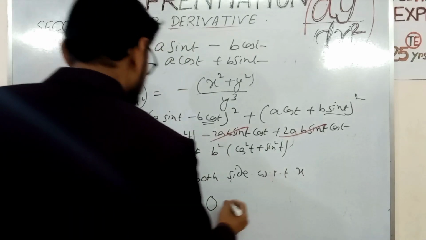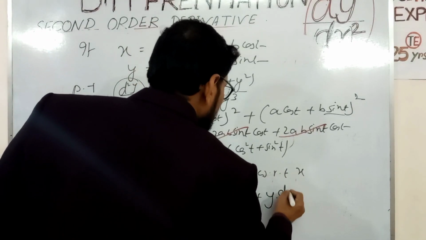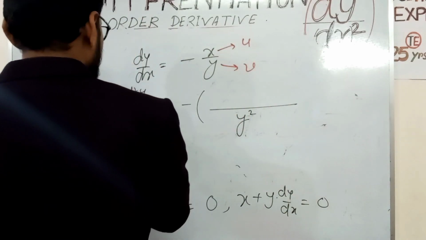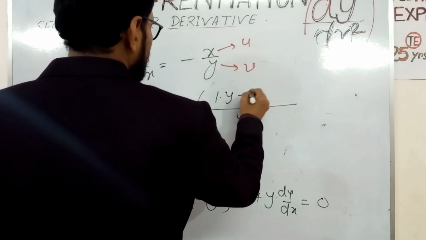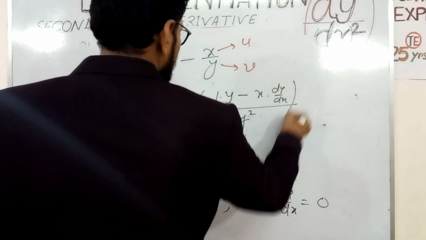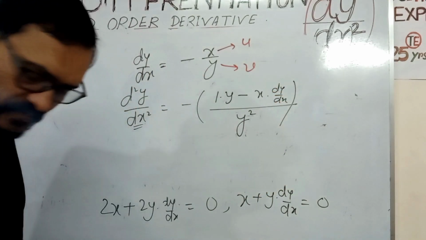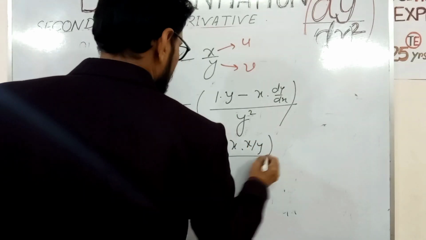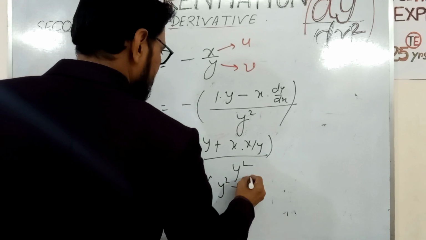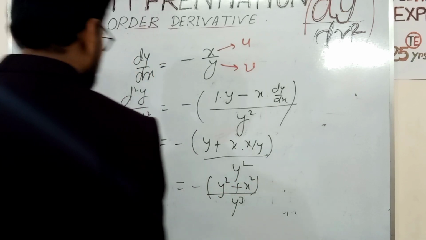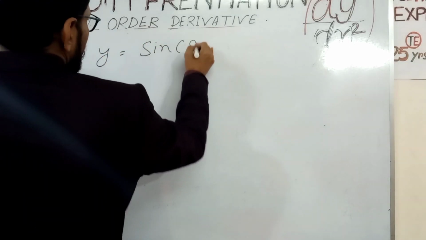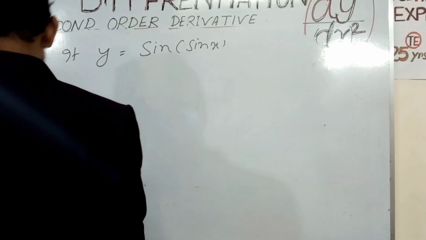Now, differentiating dy by dx with respect to x, derivative of x with respect to x is 1, so 1 into y minus x into derivative of y with respect to x, dy by dx, over y square. So this is y square plus x square by y cube. So this is proved.